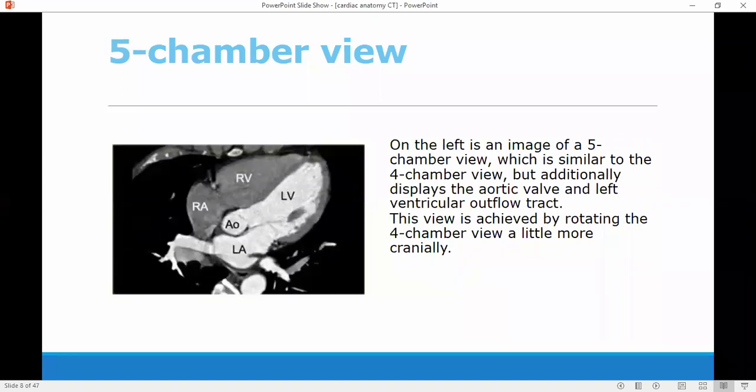5-chamber view. On the left is an image of the 5-chamber view, which is similar to the 4-chamber view, but additionally displays the aortic valve and left ventricle outflow. Left ventricle outflow, now more clear. This view is achieved by rotating the 4-chamber view a little more cranially. هاي يمكن على الجهاز يعني أكثر نفهمها.